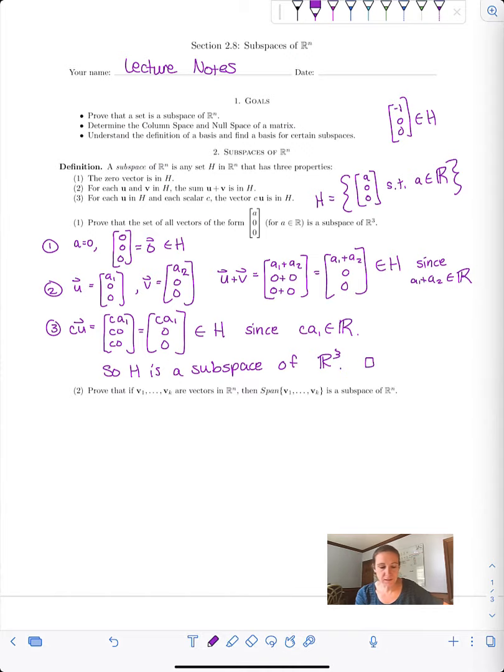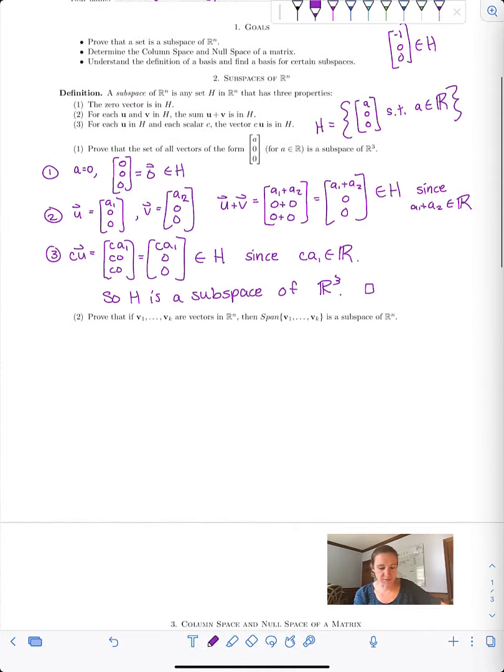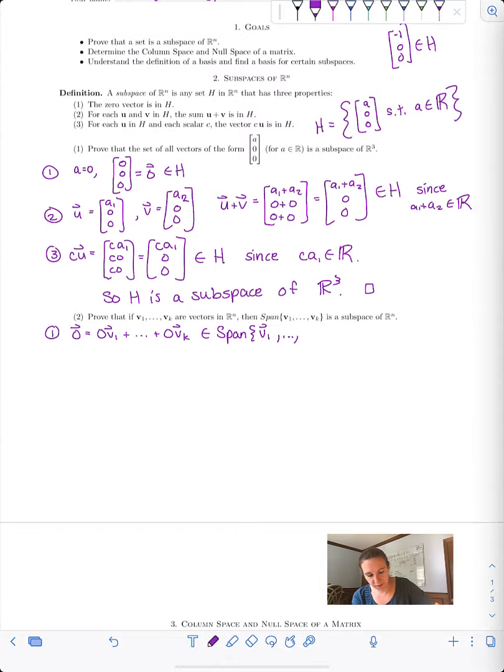Okay. So one nice object that is always a subspace is span. So if we have a set of vectors v1 through vk, their span is a subspace. And let's look at that. So if we think about the zero vector, well, that's 0 times v1 plus 0 times v2 all the way out to 0 times vk. And that is a linear combination of those vectors v1 through vk. So 0 is definitely in the span.